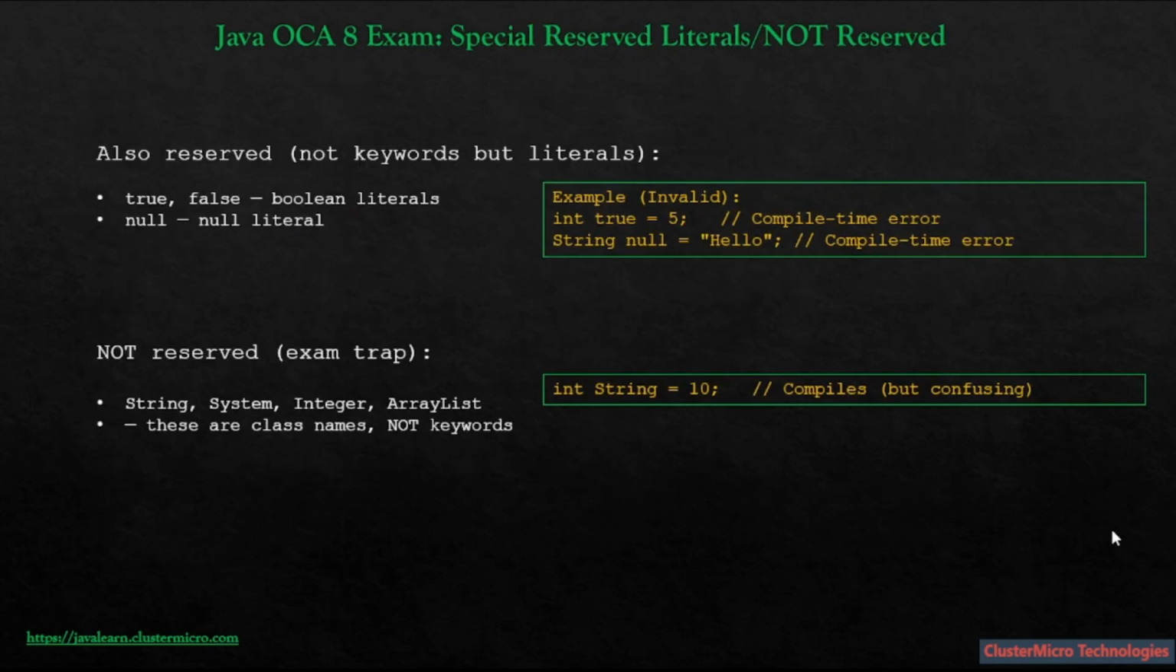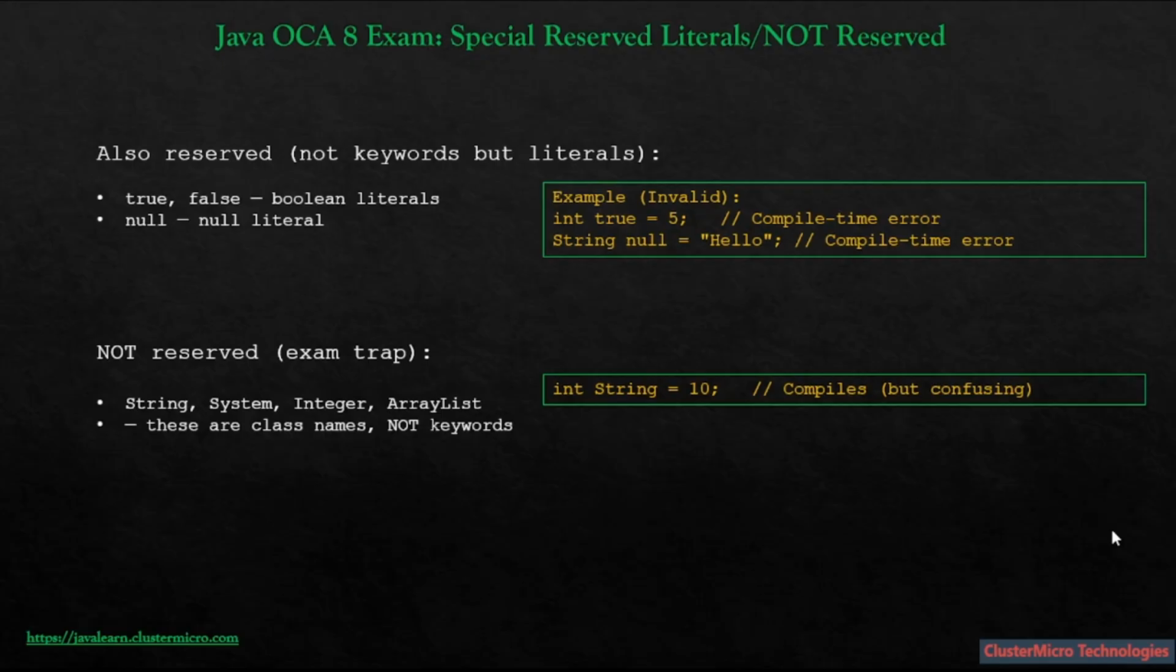So, special reserved literals, and not reserved words, right? There are a few reserved literals which are not keywords, but they are literals, like true and false. So you cannot use true or false as variable names. If you write int true = 5, with a small t, that's a compile time error. And you cannot use null either. Null is also a compile time error. These are all reserved, though they are not keywords; they are literals, but they are reserved. And then there are some other words that are not reserved also. So you have to remember that, it's very important.